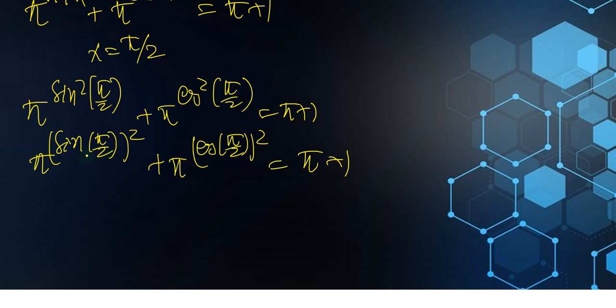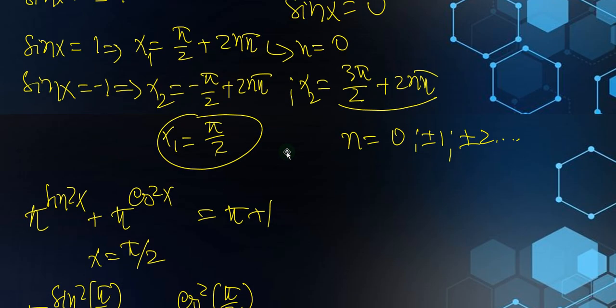Sine of pi over 2 is 1, so this is pi to the 1, plus cosine of pi over 2 is 0, so this is pi to the 0, equals pi plus 1. So from here we have pi plus 1 equals pi plus 1. So our solutions are correct.